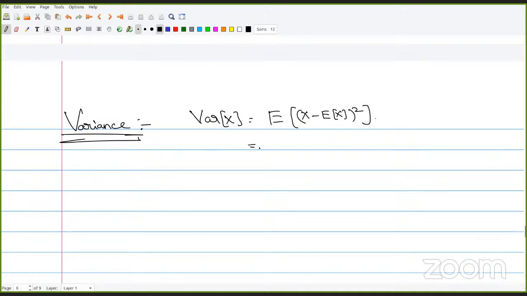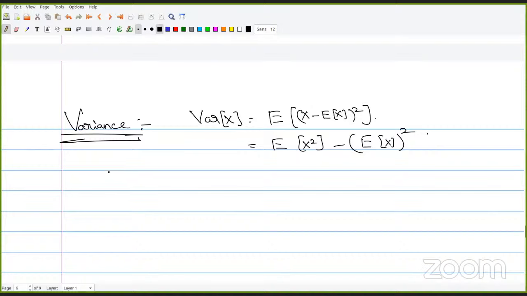So now, if you simplify this, if you open the square and simplify everything, you can take it as expectation of x square minus expected value of x whole square. You just do the math here. A minus b whole square, you just open it. Variance of x will be expectation of x square minus expectation of x whole square.